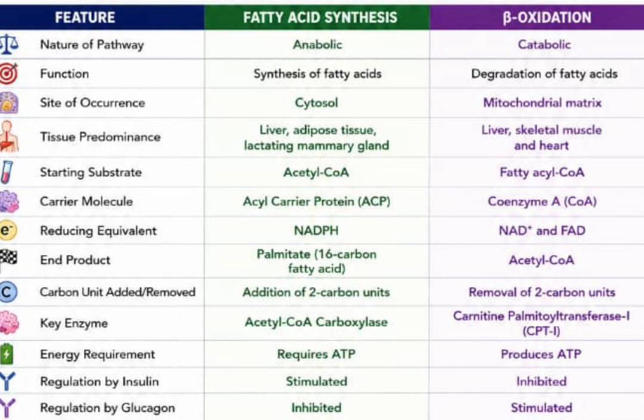Tissue predominance now. Where does it occur specifically? Fatty acid synthesis occurs in the liver, adipose tissue, lactating mammary gland, because all these people need fat. The mammary gland needs fat in the stroma part. The adipose tissue is where we store fat, while the liver too needs fat. I get it now. But where does beta oxidation occur? It occurs in the liver, it occurs in the skeletal muscle, it occurs in the heart. Why? Because these places need energy primarily. So it occurs in the high energy obtaining part, where they need ATP basically.